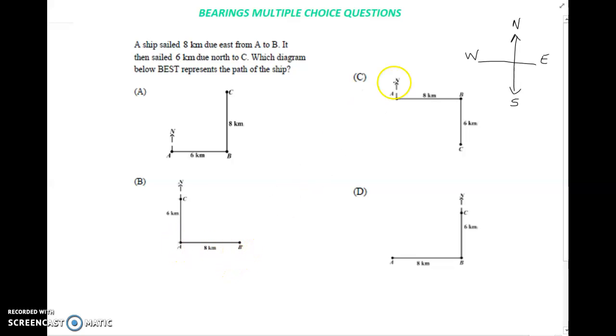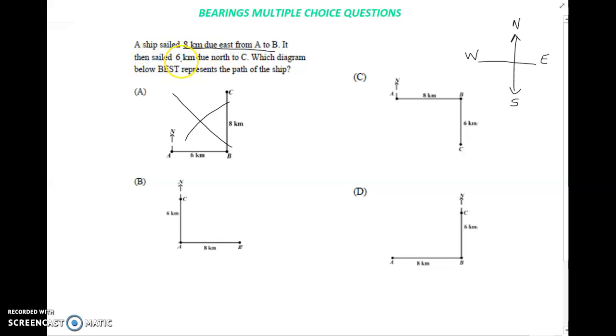So that's the option. C is also an option. From A, 8 kilometers due east to B. And same thing as D, right? So A is already out of the running. Right? Cool. So that's our first line we checked out there.